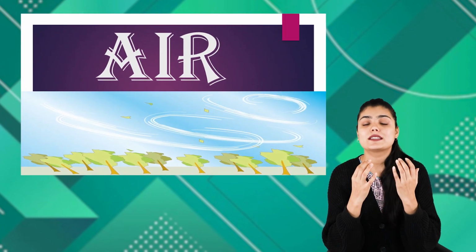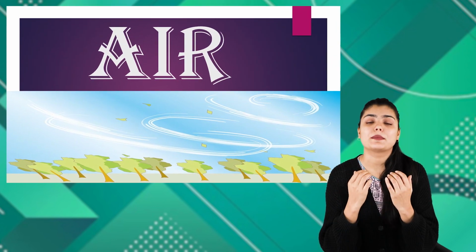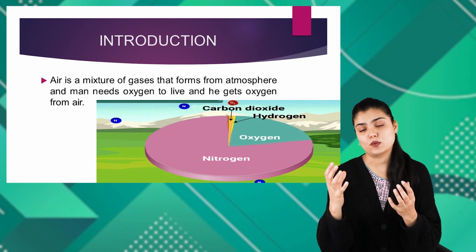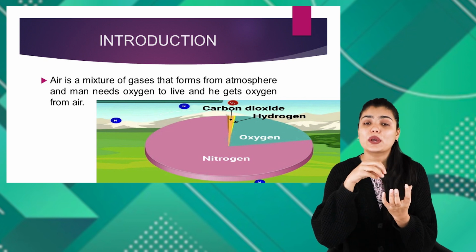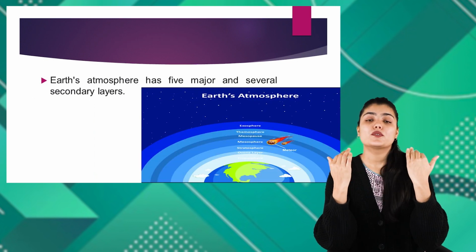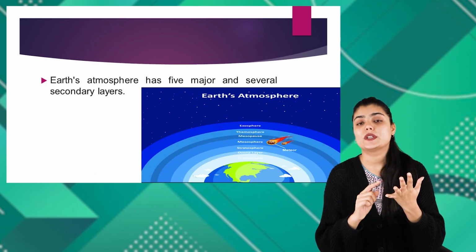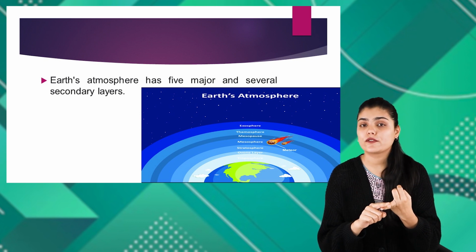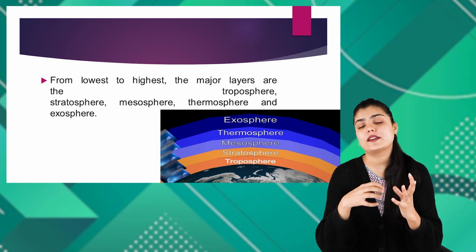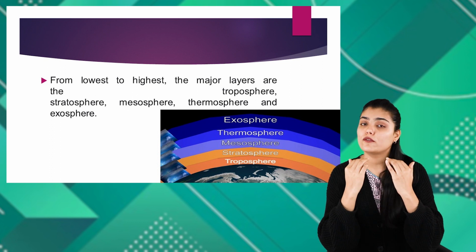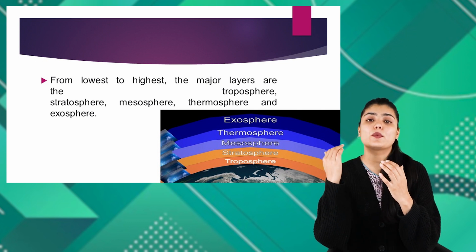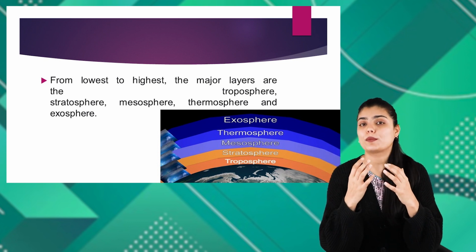Air, as we know, is the basis for every living organism in this world. What is air? Air is a mixture of gases found in the atmosphere, and human beings require air in order to live. The atmosphere of the earth consists of 5 major layers: the troposphere, the stratosphere, the mesosphere, the thermosphere, and the exosphere. The troposphere is the lowest layer of the atmosphere, where we see air movements as well as the formation of clouds.